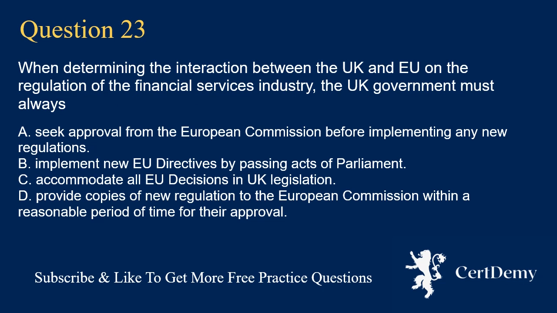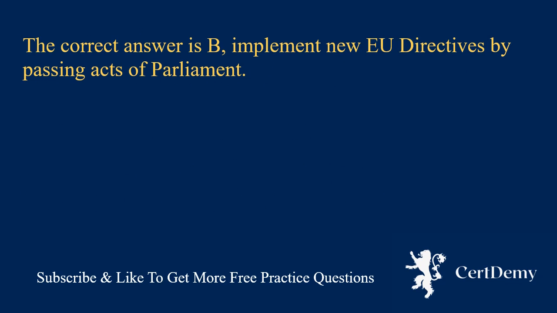Question 23. When determining the interaction between the UK and EU on the regulation of the financial services industry, the UK government must always: A. seek approval from the European Commission before implementing any new regulations, B. implement new EU directives by passing Acts of Parliament, C. accommodate all EU decisions in UK legislation, D. provide copies of new regulation to the European Commission within a reasonable period of time for their approval. The correct answer is B. Implement new EU directives by passing Acts of Parliament.